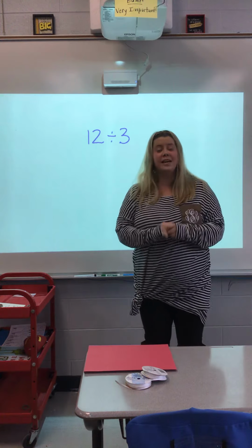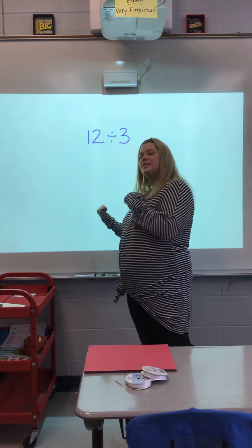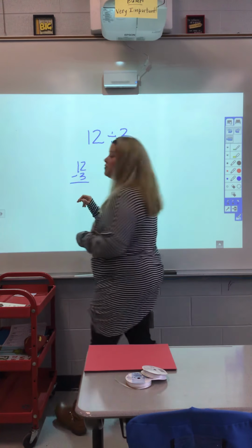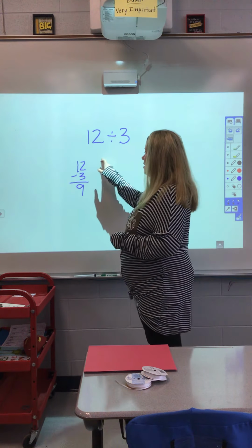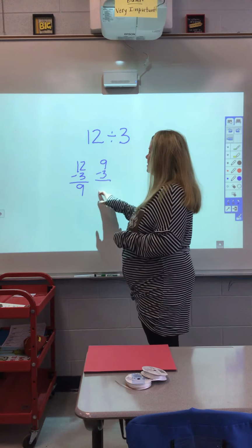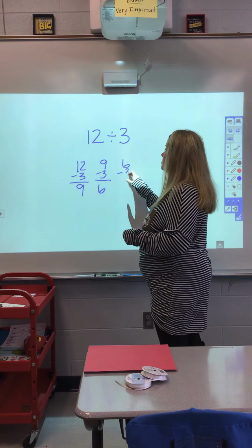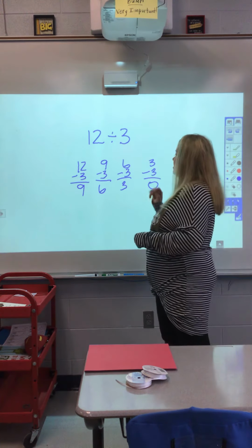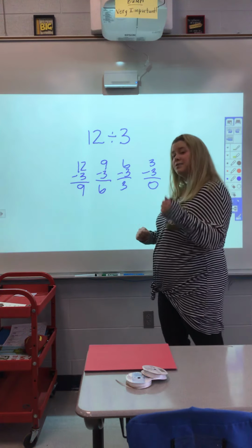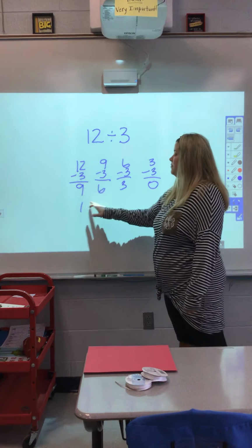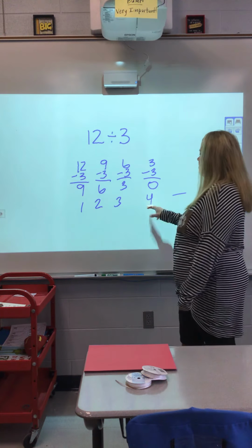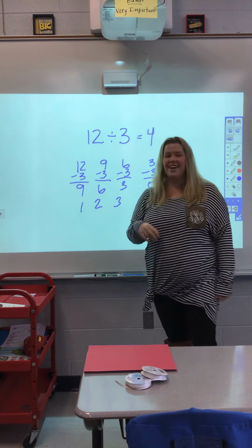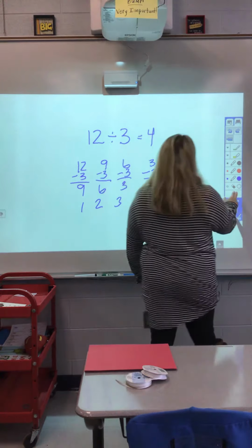Okay, hopefully repeated subtraction wasn't too tough. Let's see if your answer looked like this. 12 minus 3 is 9. 9 minus 3, 6. 6 minus 3 is 3. 3 minus 3 is 0. How many subtraction sentences did we have? Answer is 4. Good. All right, here is your next one.